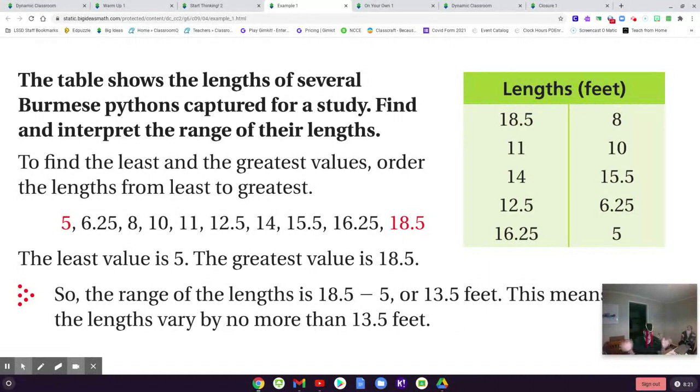13.5 is the range in this set of data. Now, range is not a type of average. Mean, median, and mode are all ways to find typical values. The range just tells you how spread out your values are. So range itself is not a central measure or an average or typical value.